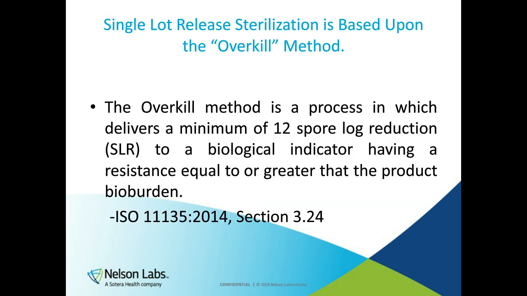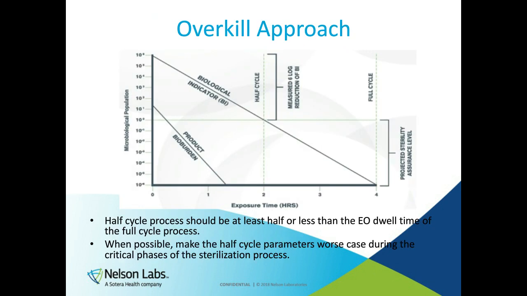So single lot release, as Paul was mentioning earlier, is based on the overkill method. Unlike a validation approach where you will validate a cycle and expose product to a single full cycle process, for the single lot release you will actually be exposing the load to both the half and full cycles. The half cycle process should be at least half that of the dwell time of your full cycle. Also, you should take into consideration reducing parameters for your half cycle so they are worst case when compared to your full cycle parameters.